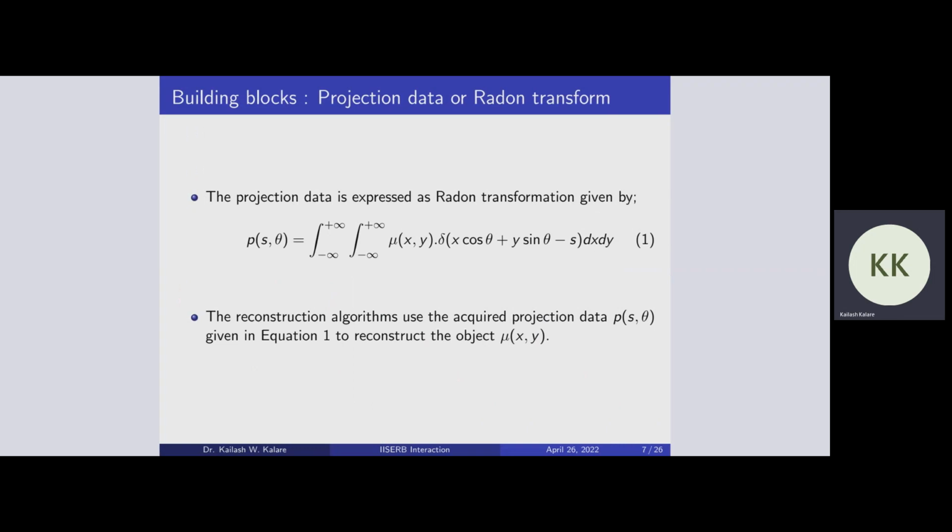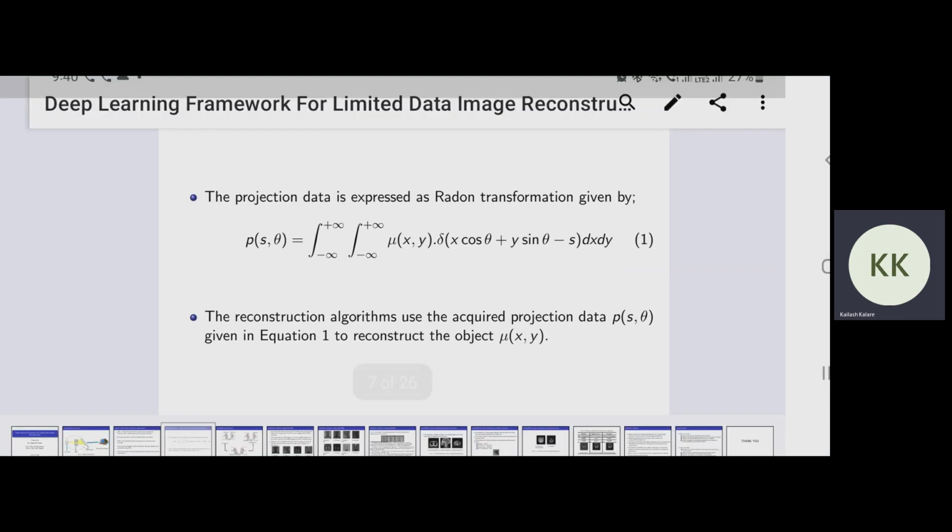First of all, I would like to discuss the building block of this image reconstruction, that is called the projection data or the Radon transform. Radon has proposed the formulation of the projection data. So this equation number one specifies the Radon transformation, that is called the projection data. Here P_s of theta is nothing but the projection data which is acquired from the object mu of x, and the main objective of the image reconstruction is to reconstruct the object mu of x from this P_s of theta.